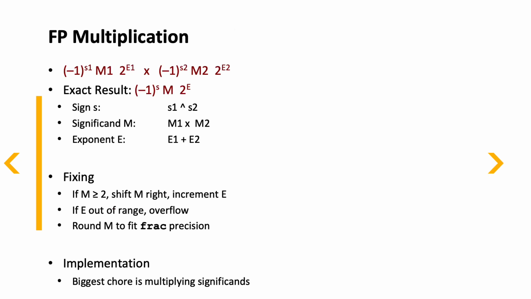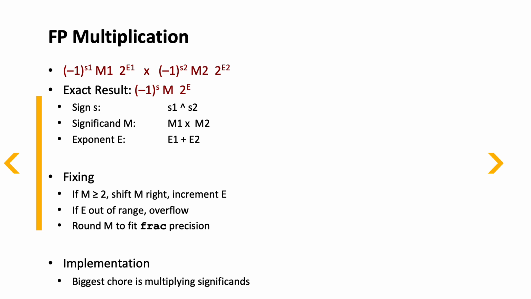Now that we've covered all of that, this is what we do when we talk about fixing something when we've done a floating point operation. So in floating point multiplication, we're going to just multiply two floating point values together. The exact result will be (-1)^s times m times 2^e, right? Just our normal floating point description. The sign will end up being the sign of the first value exclusive ORed with the sign of the second, and that makes a ton of sense, right?